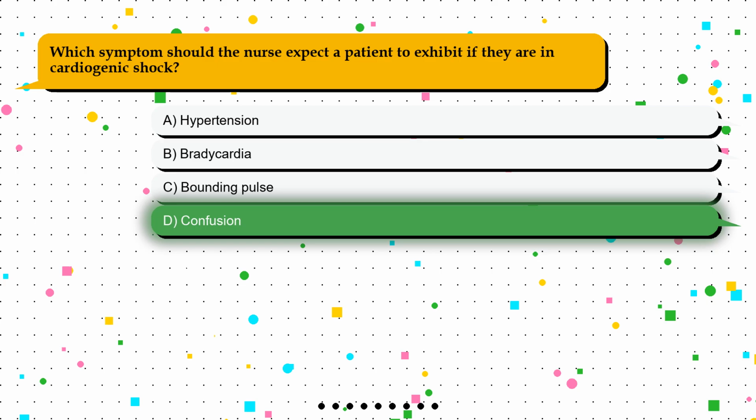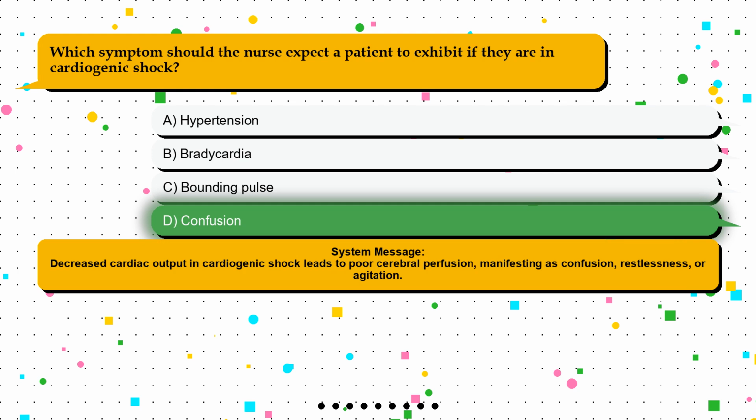The correct answer is option D. Confusion. Decreased cardiac output in cardiogenic shock leads to poor cerebral perfusion, manifesting as confusion, restlessness, or agitation.